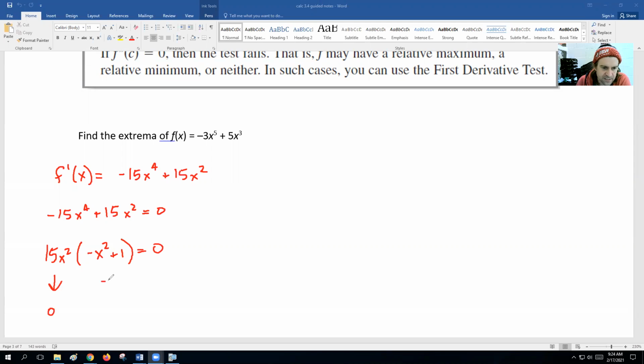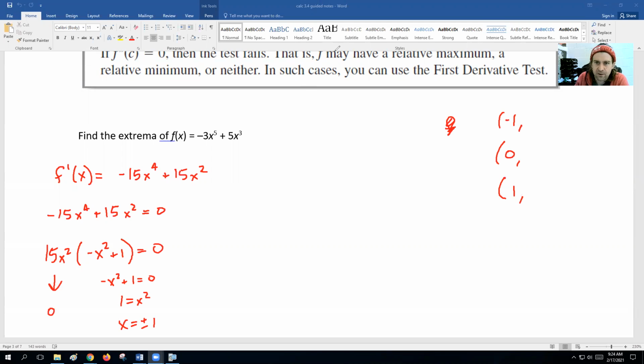And then over here, when does negative x squared plus 1 equal 0? That's when, let's see, that's just when 1 equals x squared, or when x equals plus or minus 1. So we have 3 critical numbers on the first derivative. We have a critical number, one is at 0, one is at 1, and the other one is at negative 1.